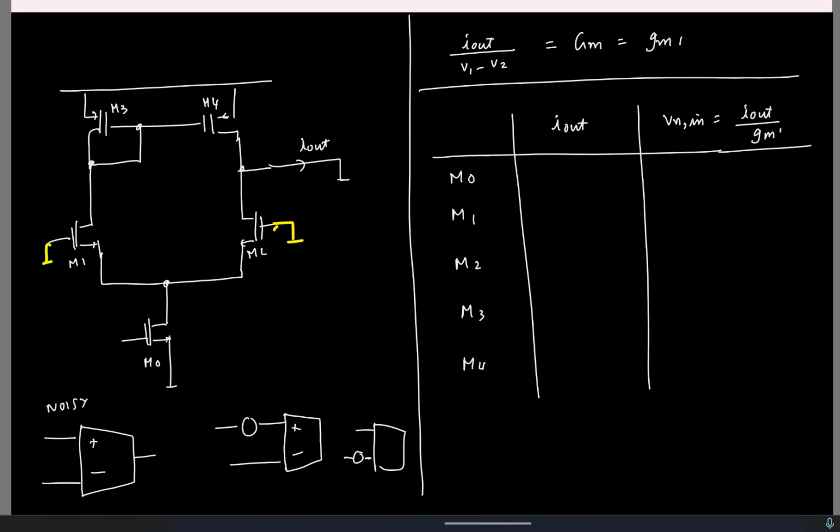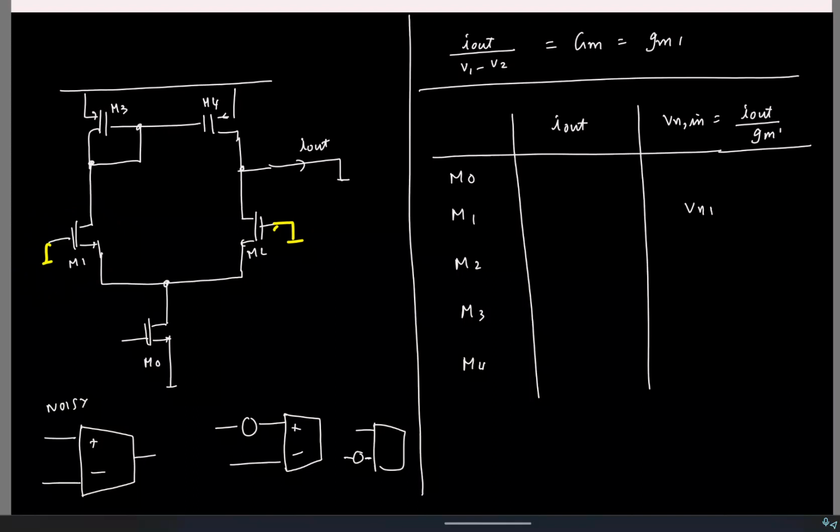For all that matters, we are interested only in the difference between these two, so it doesn't matter where you refer it. The input referred noise due to M1 is simply the input referred voltage of the transistor itself, so I'll just write it as Vn1.